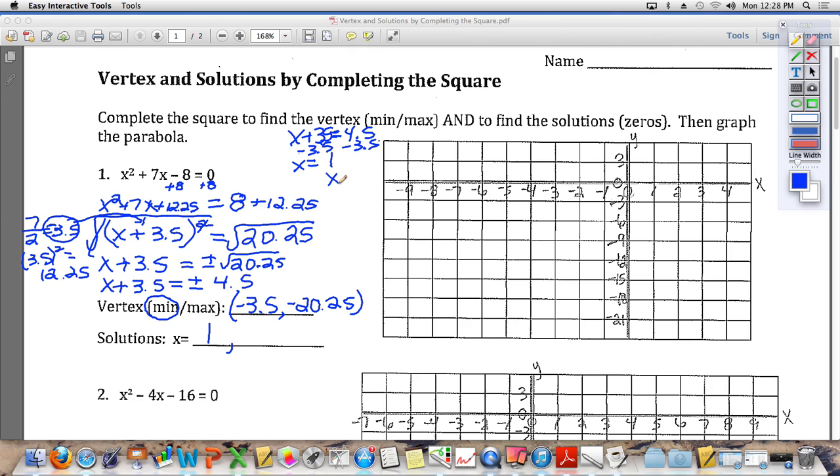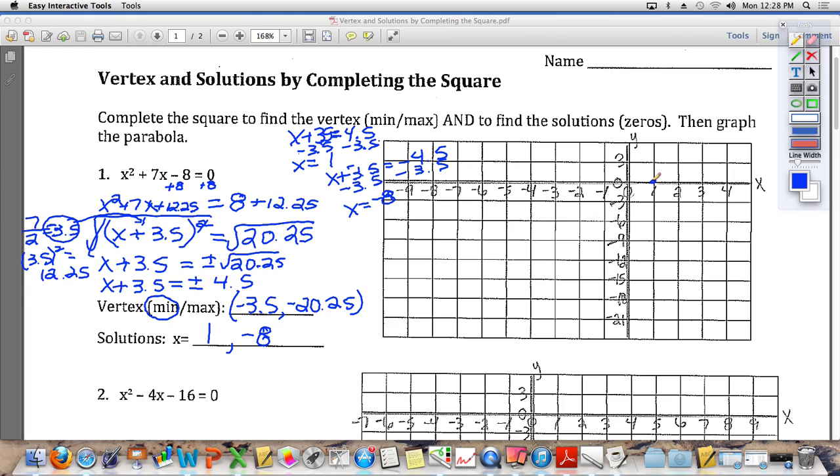Then we also have to do x plus 3.5 is equal to negative 4.5. Again, we subtract 3.5 from each side. If you are horrible at adding and subtracting positive and negative numbers, especially when there's decimals, then let your calculator do it. Take negative 4.5 minus 3.5. What's negative 4.5 minus 3.5? Should be negative 8. So our other solution is negative 8.